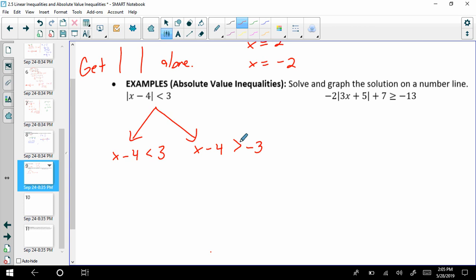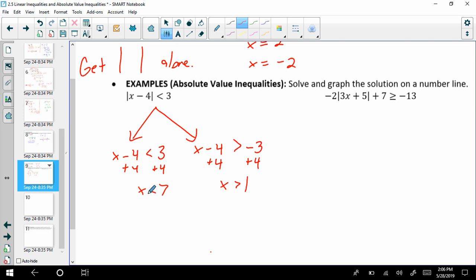I didn't have to worry about that with equations because the equal sign was the equal sign. That's the only catch. Now we're going to solve. So plus 4. So I get x is less than 7. X is greater than 1. So now I'd like you to write this answer in interval notation.